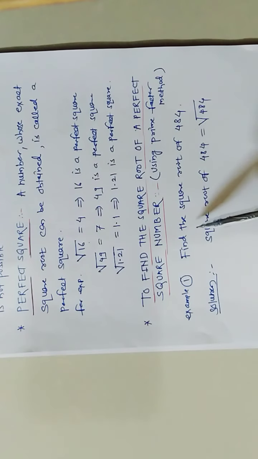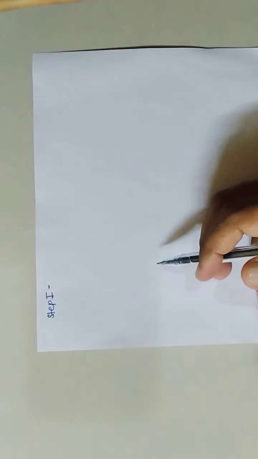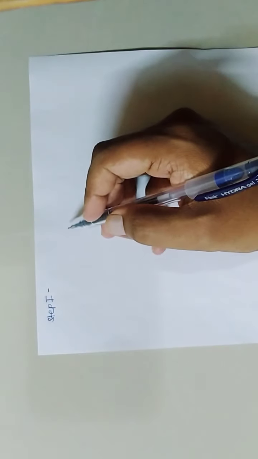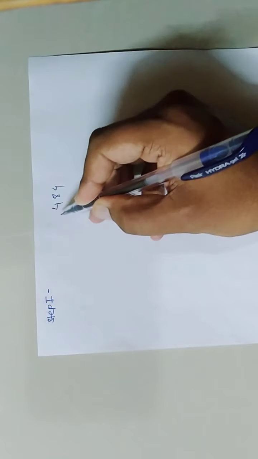See, first example: find the square root of 484. We'll use the prime factor method. First, the solution: the square root of 484, we can write in the symbol, is the square root of 484. Now we'll solve step by step. First we'll find the prime factors of this number 484.